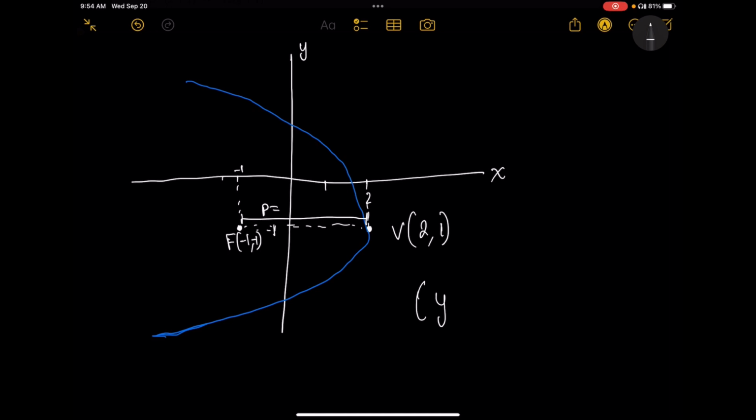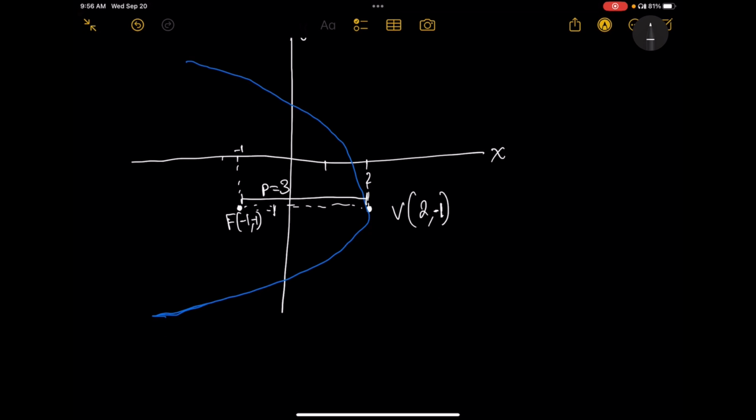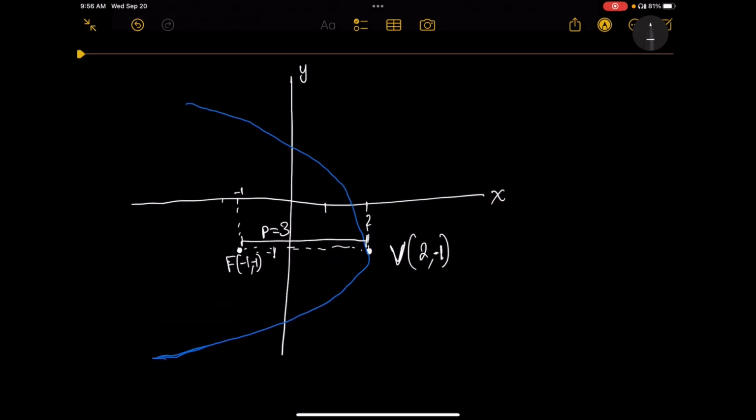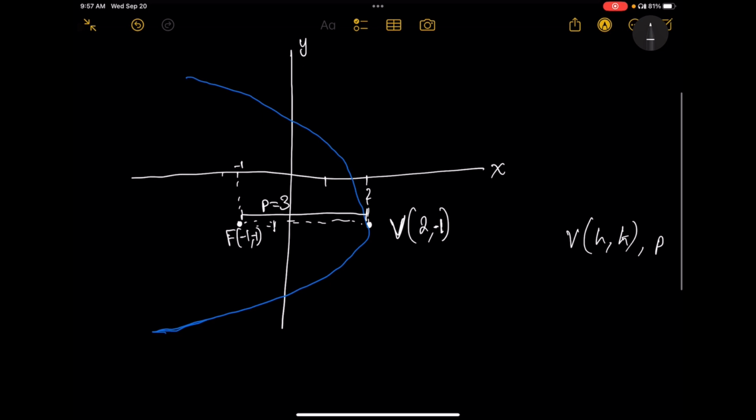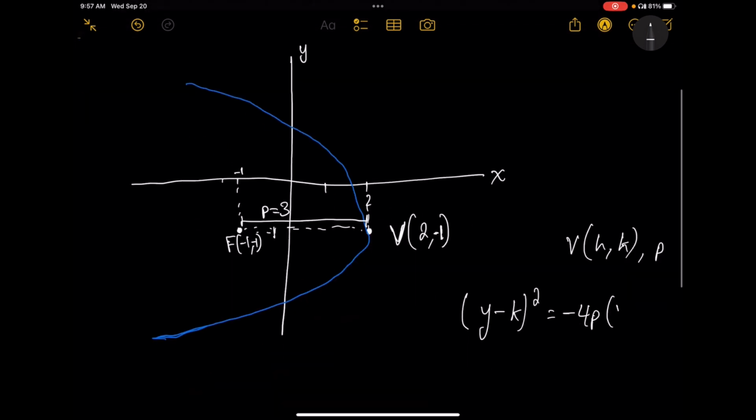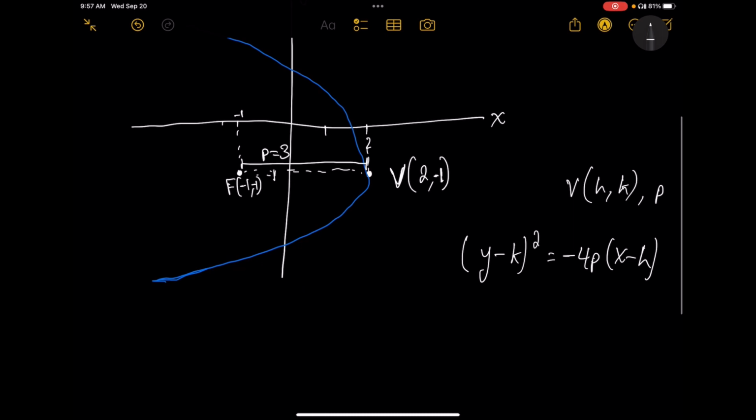2 - -1 is 3, so p is 3. It is the distance from the vertex to the focus, comparing only the x component. The vertex is 2, -1. If a parabola has vertex h, k and p is the focal length, the distance from the vertex to the focus, then the formula of this parabola is y minus k the whole square equals, since it opens to the left, -4p times x minus h.